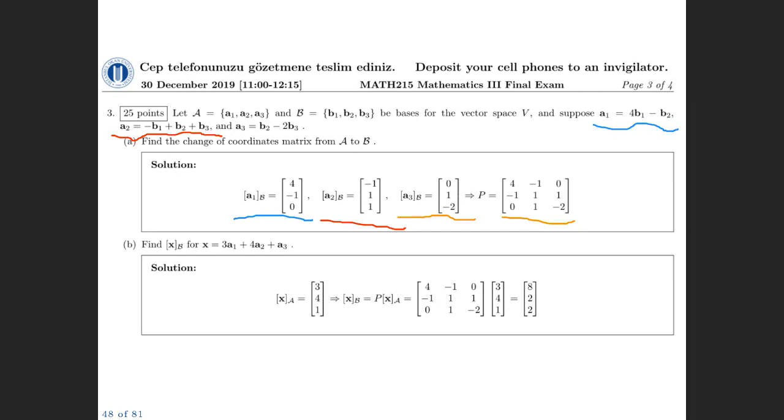Part B, find the coordinates for x relative to the basis B for the vector x, which is 3a1 plus 4a2 plus a3.